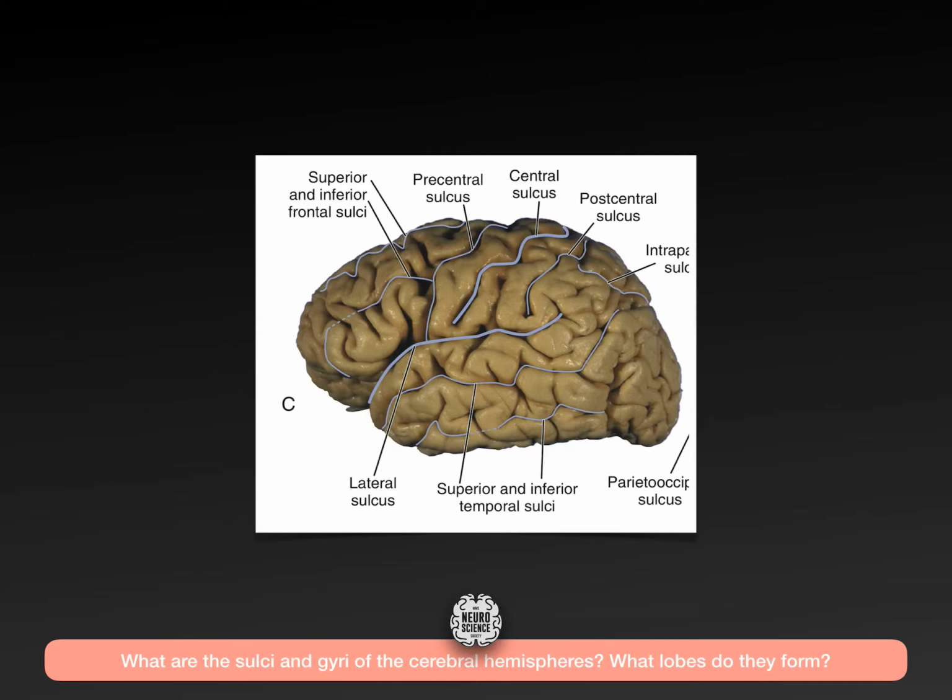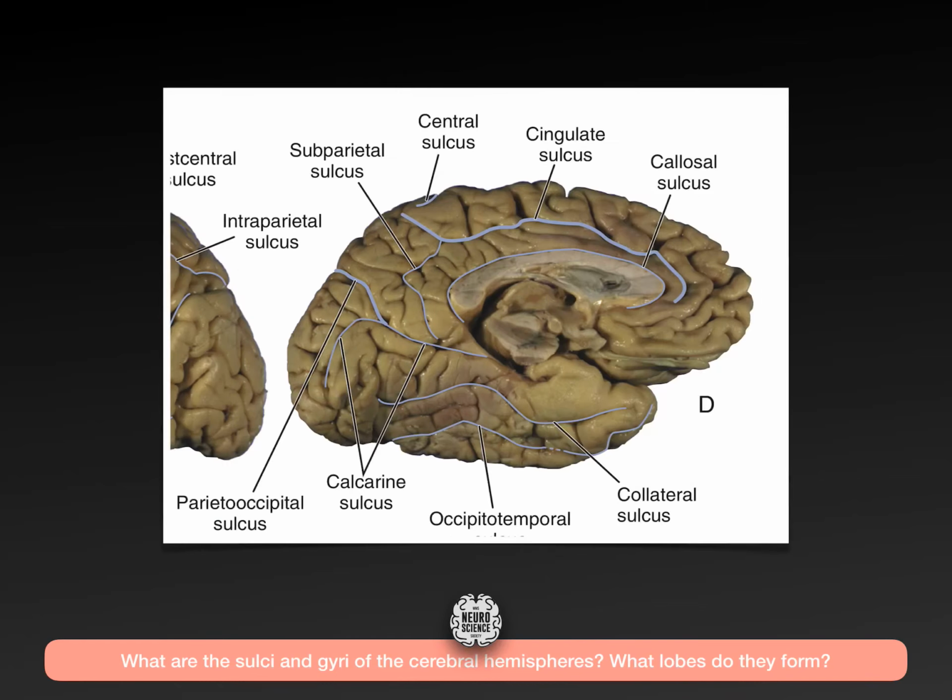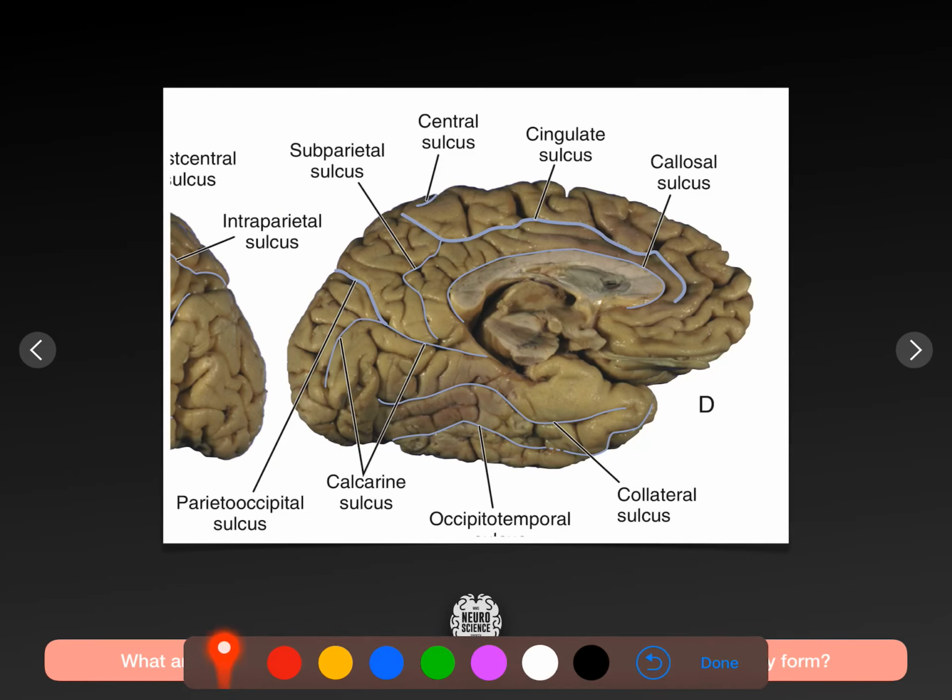Okay, so that's a quick overview of the lateral aspect of the cerebral cortex. How about the medial aspect? This is often overlooked, but I want to draw your attention to some sulci. Okay, so we have a collateral sulcus here. We have an occipitotemporal sulcus here. Here is our occipitotemporal or fusiform gyrus.